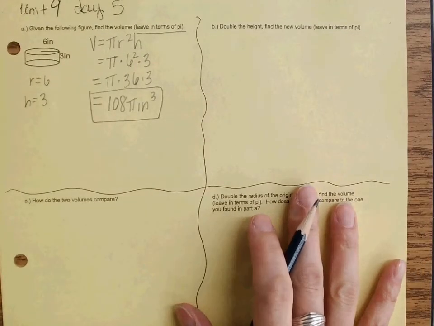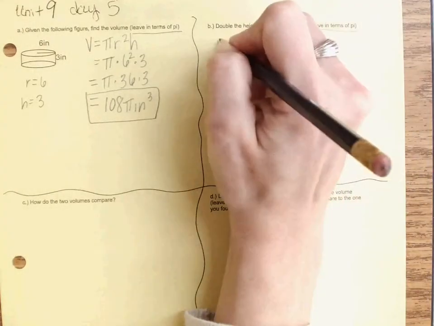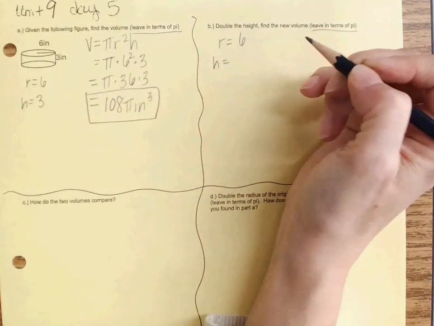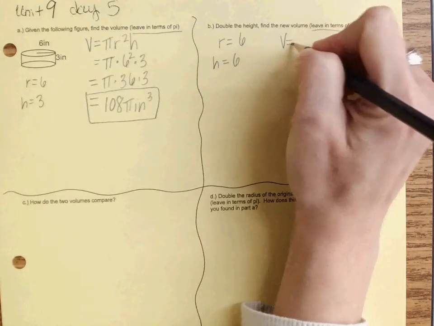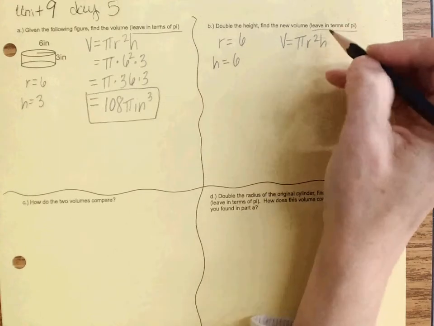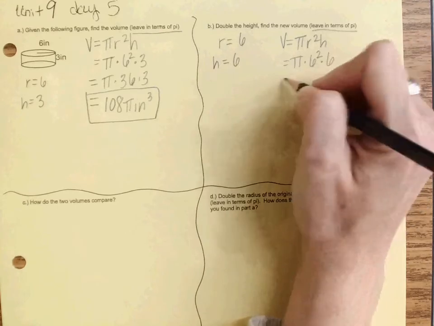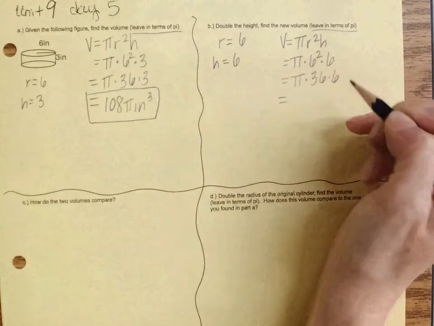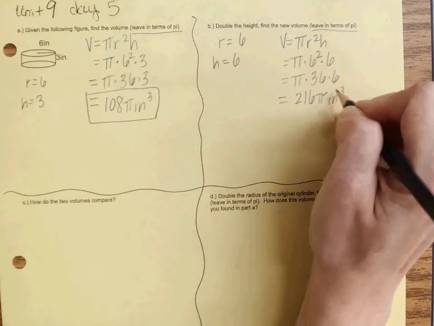Part B says double the height, find the new volume, again, leave in terms of pi. So that means that the radius is going to stay the same of 6. It says to double the height, and so when you take 3 and you double it, that is 6. Okay? We're going to rewrite the volume of a cylinder, pi r squared h, and now we make our substitutions, and then we will solve. 36 times 6 is 216 in terms of pi inches cubed.